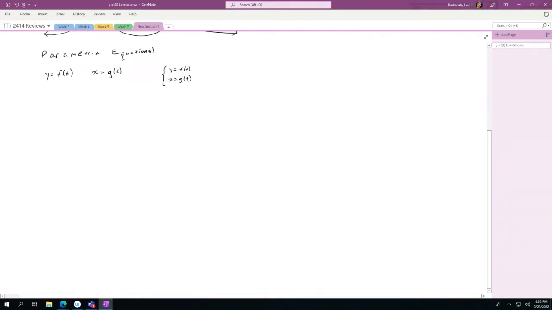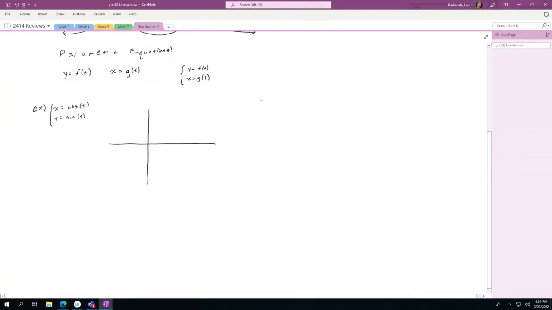So let's just do a quick example. Let's say we have x be equal to cosine of t and y be equal to the sine of t. Well, if we wanted to graph this, we can do it by making a nice table. For a variety of t values, I'm going to figure out what my x value is and what my y value is. So when t is equal to 0, my x value is the cosine of 0, or 1. My y value is the sine of 0, or 0. And I can go ahead and plot that on my graph, the point (1, 0).